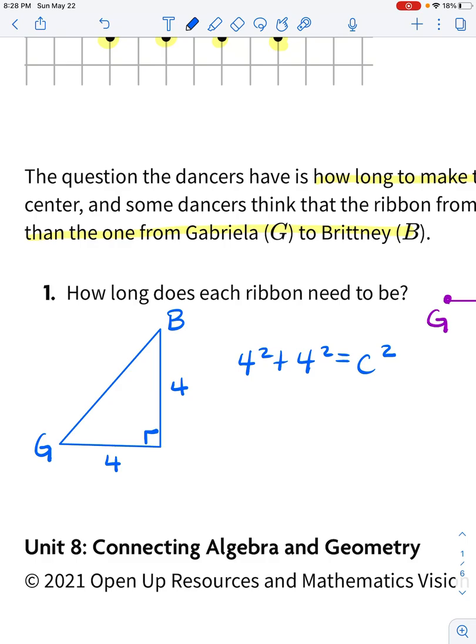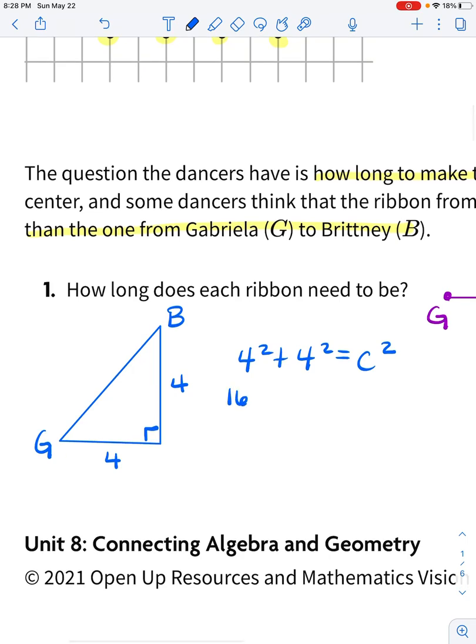4 squared plus 4 squared equals c squared. That's 16 plus 16 equals c squared. That's 32 equals c squared. So we're going to have the square root of 32 as that diagonal. That's not a nice, neat square.